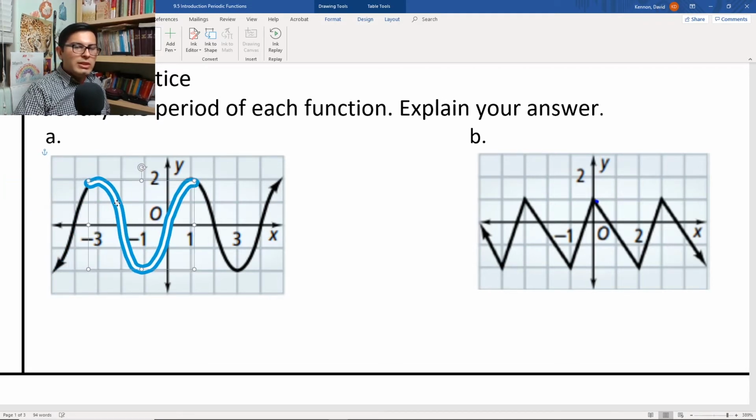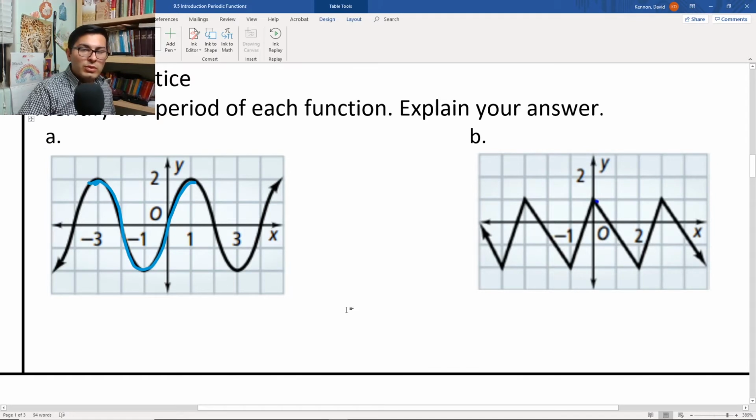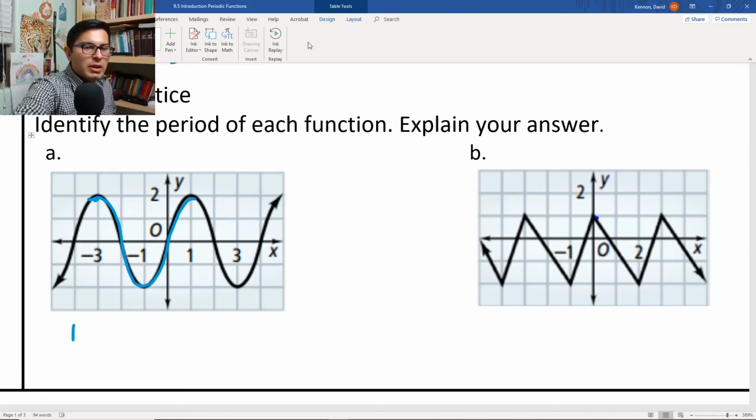But this is a good indication that we have a true cycle. Now remember, the starting point can be anywhere. It just needs to get to a similar point. So how far is this? All we have to do is count. We have to say 1, 2, 3, 4. Same as the top one. 4 units is our period. So we would say P equals 4.